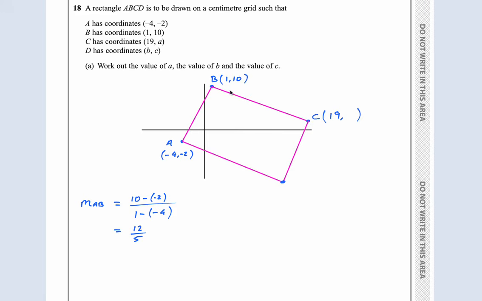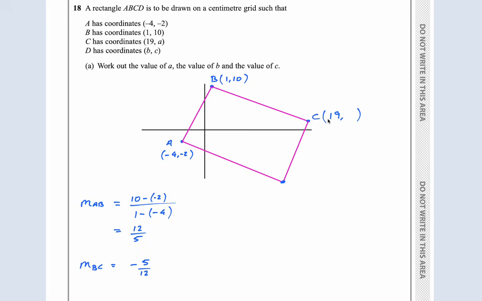Which means this gradient, BC, has to equal -5 over 12. It's a negative reciprocal. So if I am going along, so from 1 to 19, sorry, I'm not going along 15, I'm going along 18. If I go along 18, what must I go down? Because I'm going from 1 to 19 is 18, right? Let's actually figure it out.